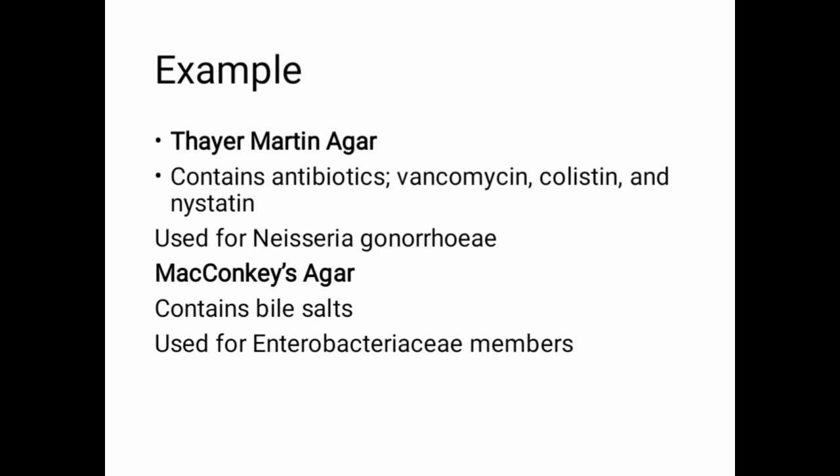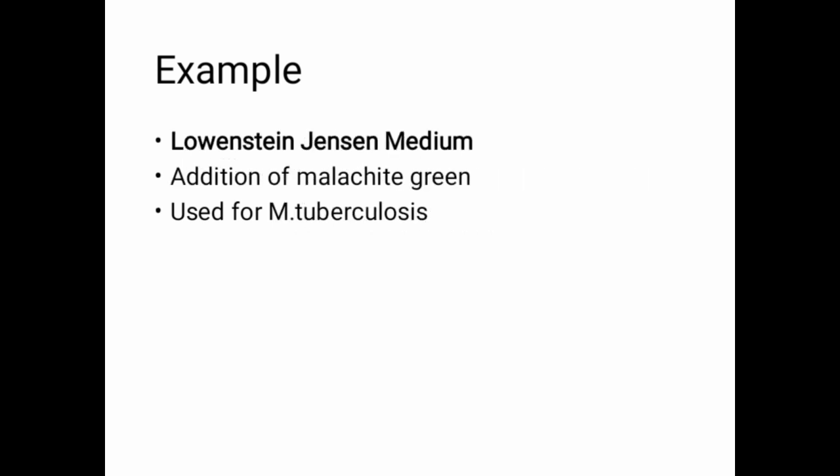The second example is MacConkey agar. It contains bile salt, which is a selective substance. It enhances the growth of Enterobacteriaceae species while inhibiting other bacterial species. The third example is Lowenstein-Jensen medium, which is used for Mycobacterium tuberculosis, and the selective substance is malachite green, which enhances the growth of Mycobacterium tuberculosis while inhibiting other bacterial species.